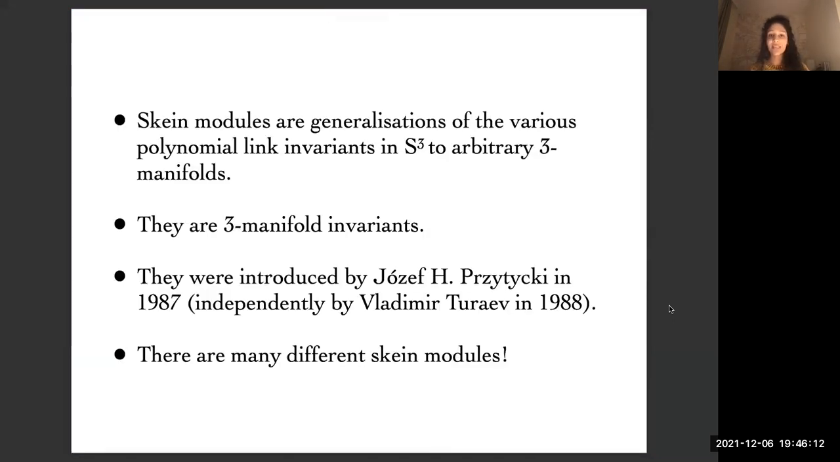Well, skein modules are essentially generalizations of all the various polynomial link invariants in S3 to arbitrary three manifolds. They are three manifold invariants, and they were introduced by Józef Przytycki in 1987 and independently by Vladimir Turaev in 1988. And there are many different skein modules. And in this talk, we will focus on the Kauffman bracket skein module.